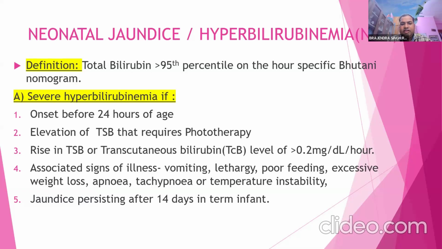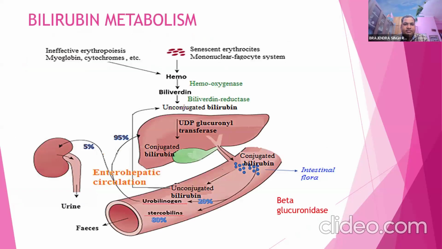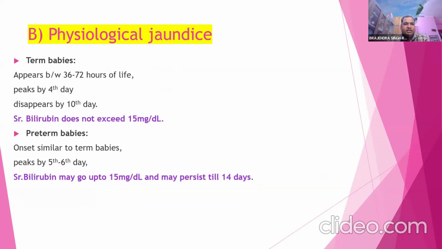Associated signs of illness are vomiting, lethargy, poor feeding, excessive weight loss, apnea, tachypnea, temperature instability, and jaundice persisting after 14 days in the term infant. So for severe hyperbilirubinemia, we can look for these five characteristics. This is the bilirubin metabolism, and this is physiological jaundice.